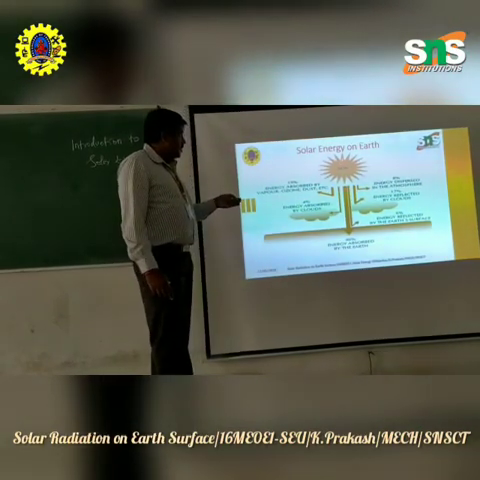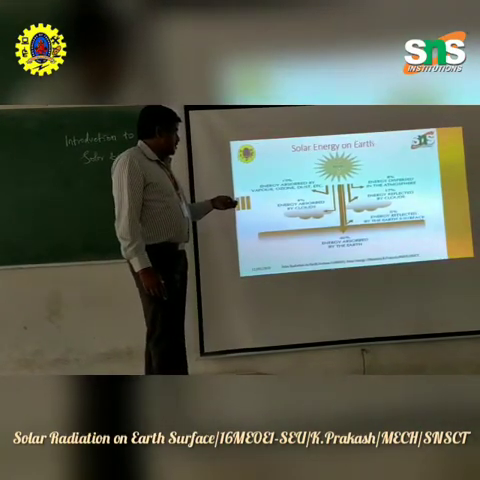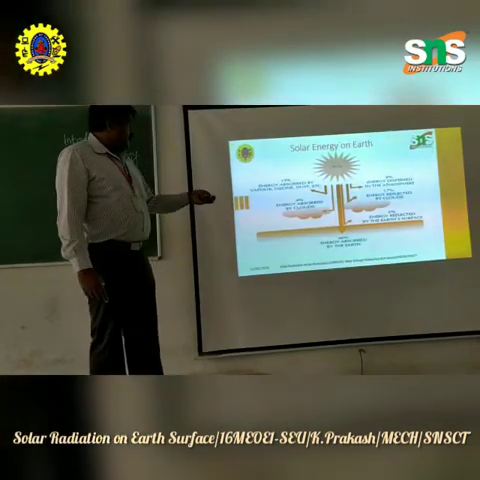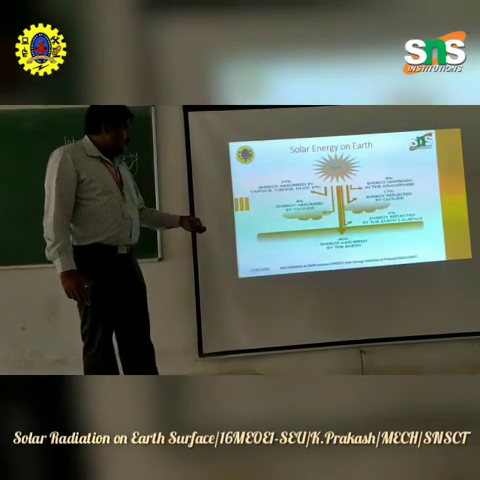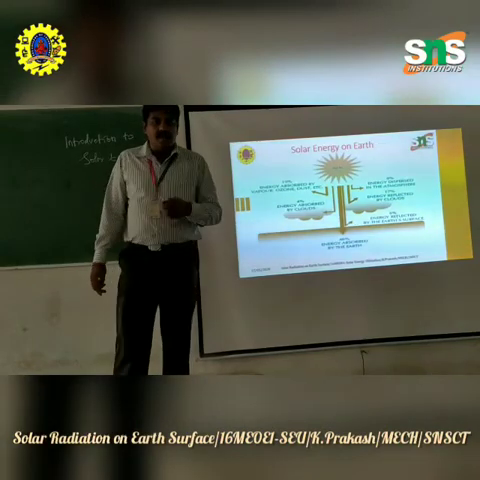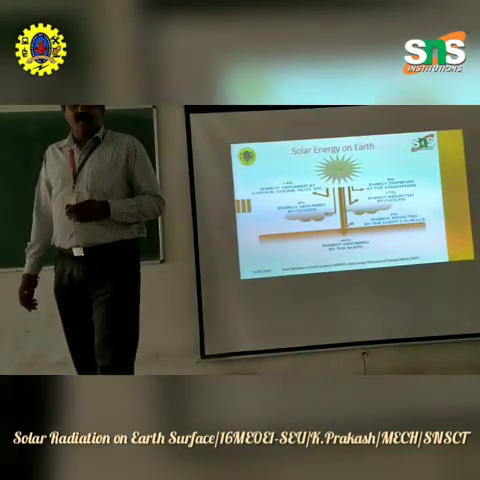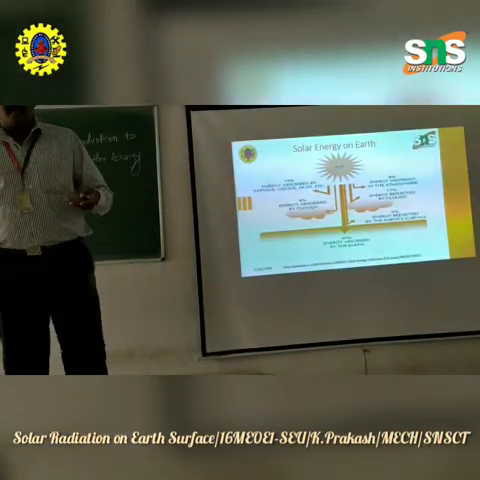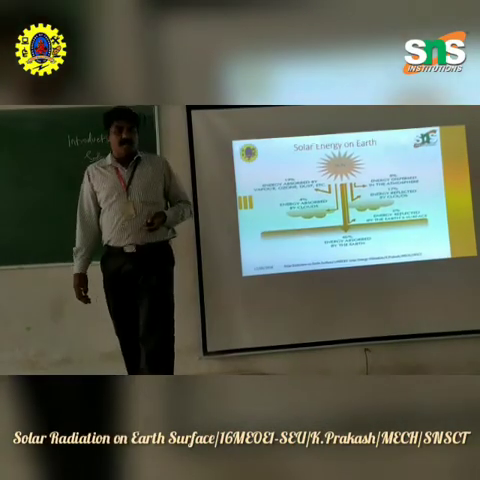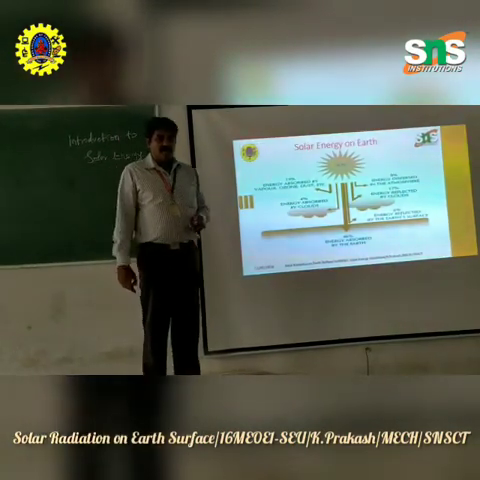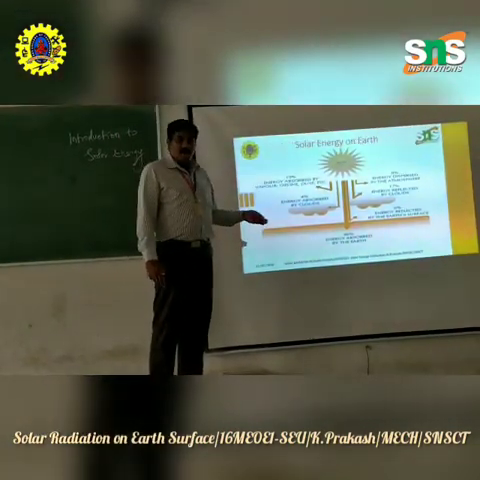So of the solar radiation emitted by the sun, only around 46% falls on our earth. So what happens to the remaining 54%? What happens? We are getting only 46%.